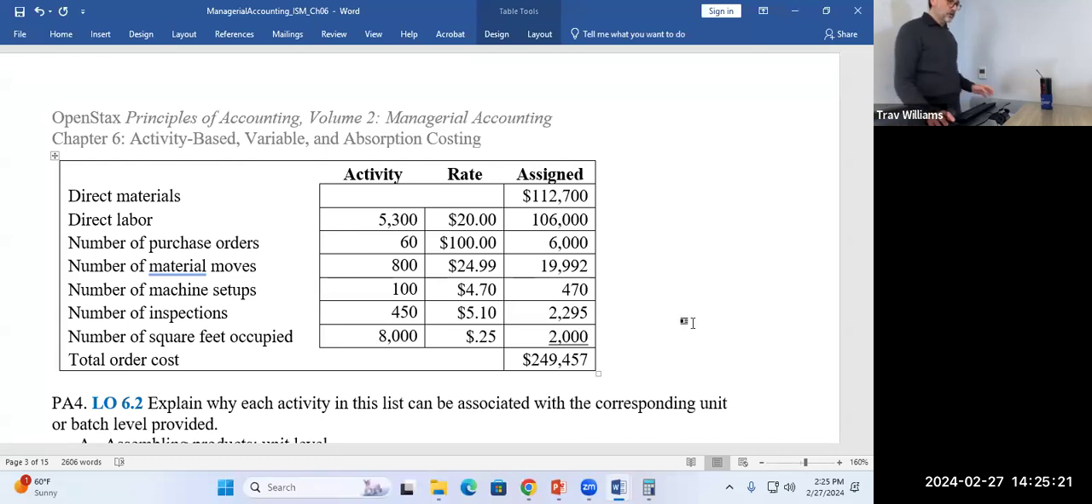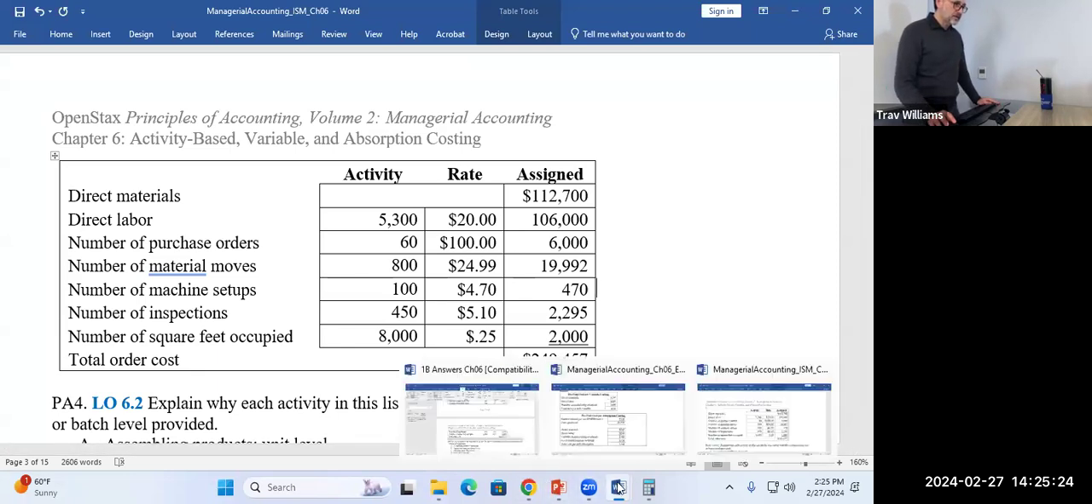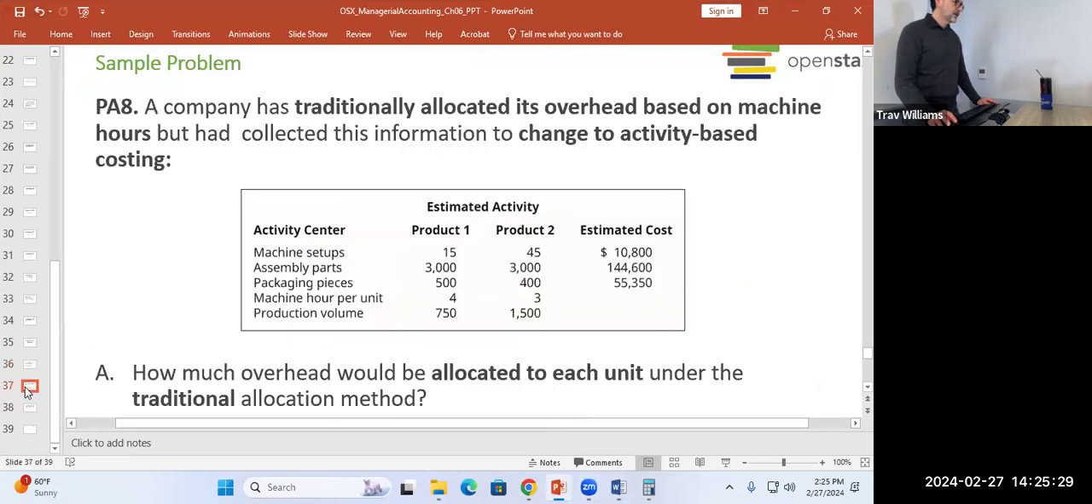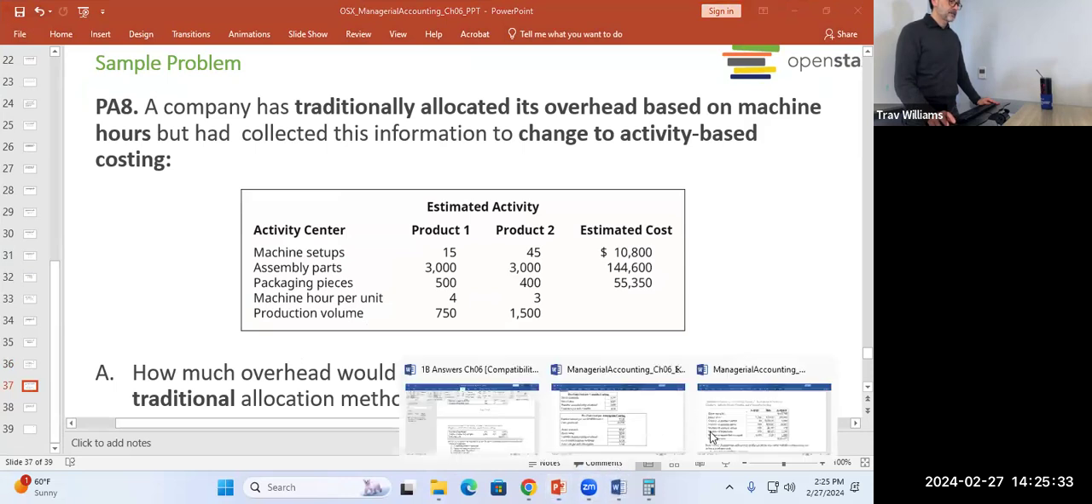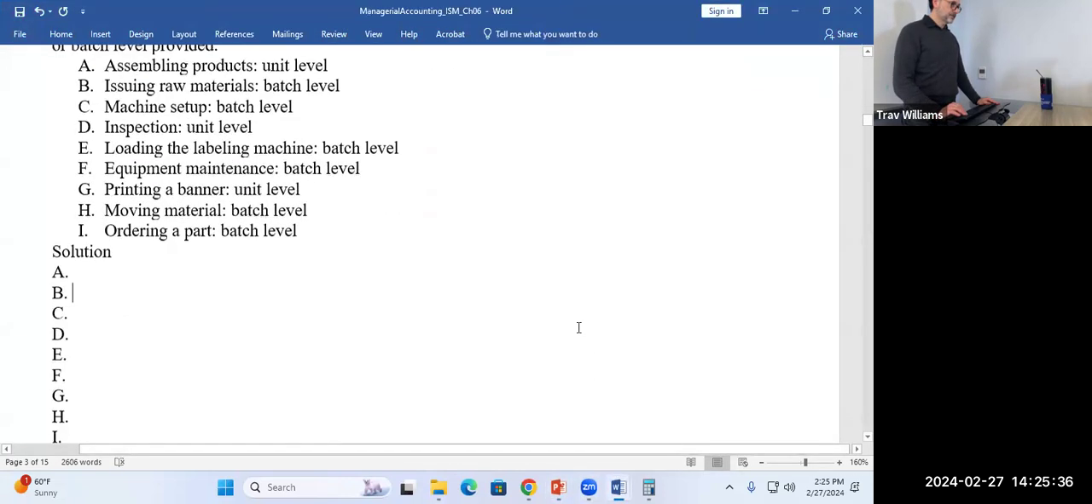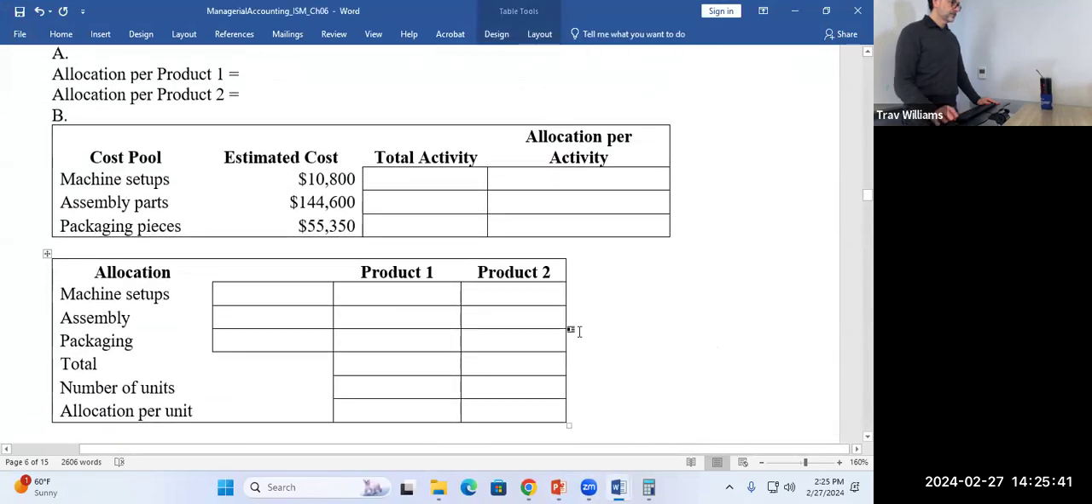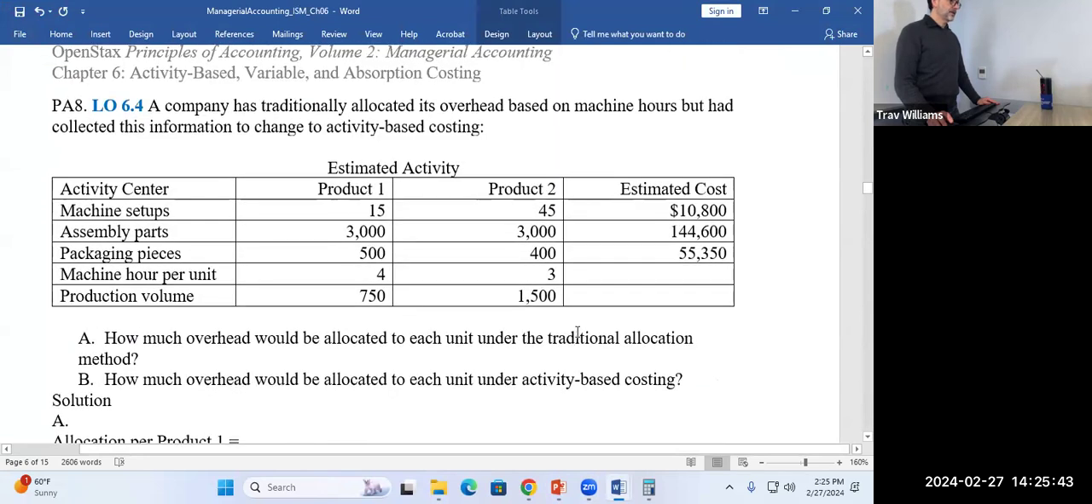Okay. Well, we have one more problem before we summarize our chapter, and let's see what that one is. Problem 8. Okay, in this case, we are going to first do traditional costing, and then we will do ABC. And we'll see what's the difference that we come up with between the two.